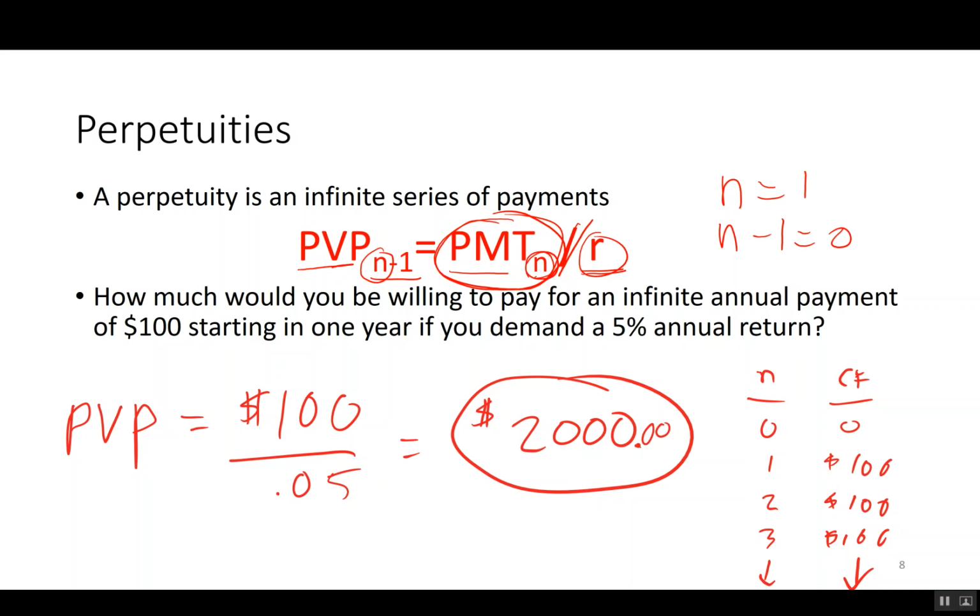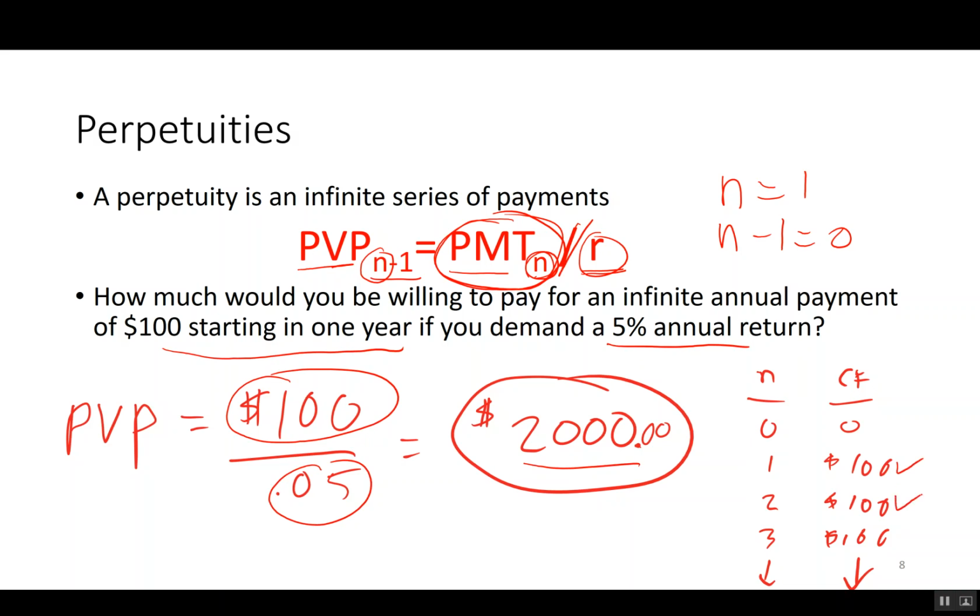So it looks like the example here. How much would you be willing to pay for an infinite annual payment of $100 starting in 1 year if you demand a 5% return? Well, I'll just put my cash flow received in year 1 over my discount rate, 5%. And that answer is simply $2,000. So in other words, it's $100 a year, and it goes on till infinity. So that's a perpetuity, or sometimes called a constant perpetuity because the cash flow doesn't grow.